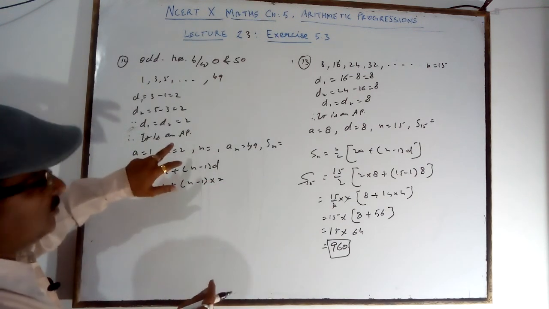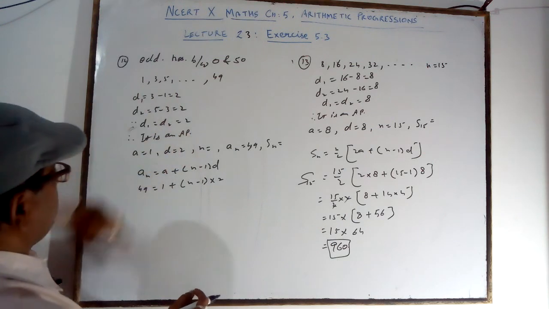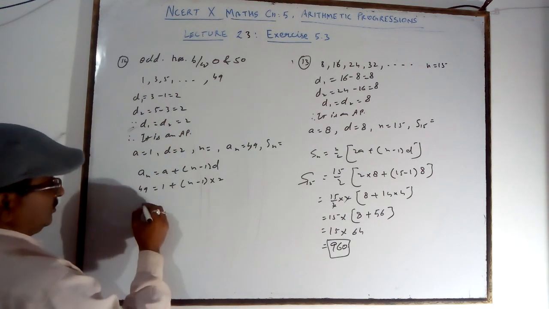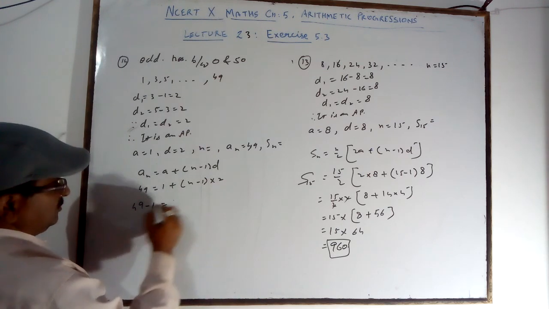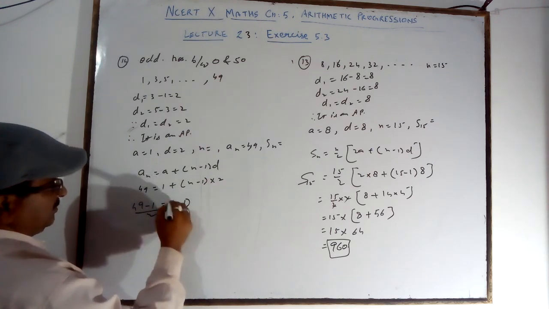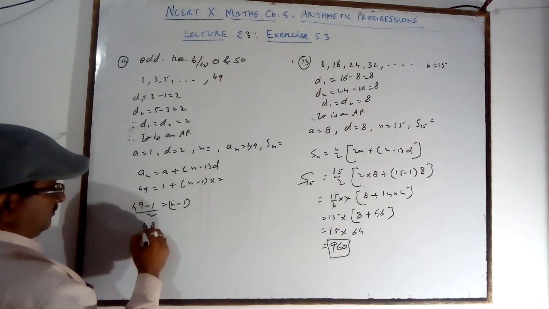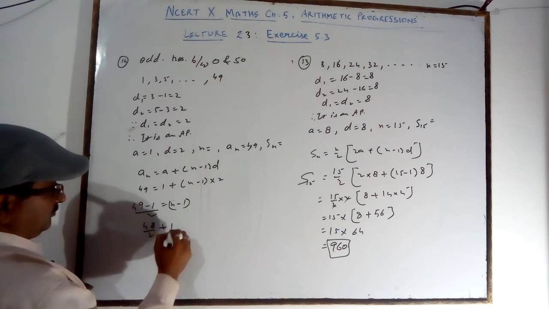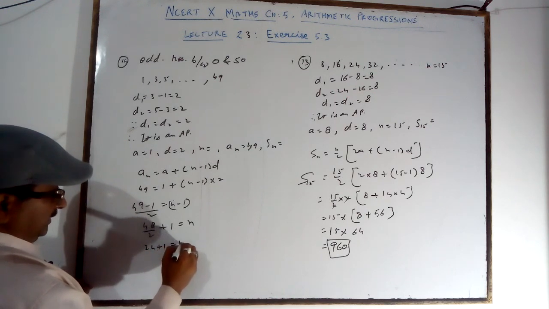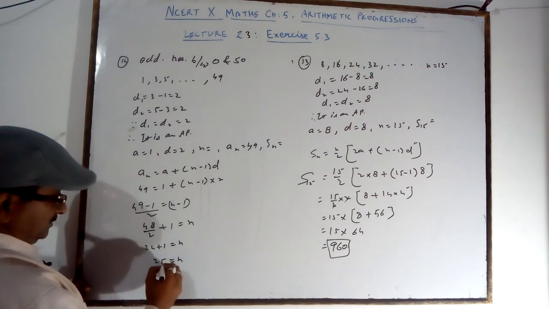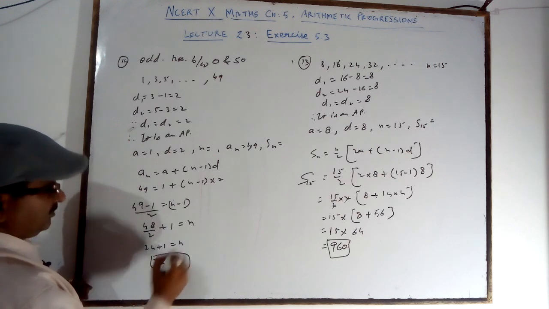Common difference is 2 and the first number is 1. 49 minus 1 upon 2 is equal to N minus 1. 48 by 2 is 24, plus 1, so N is 25. What is N? N is 25, you are getting.